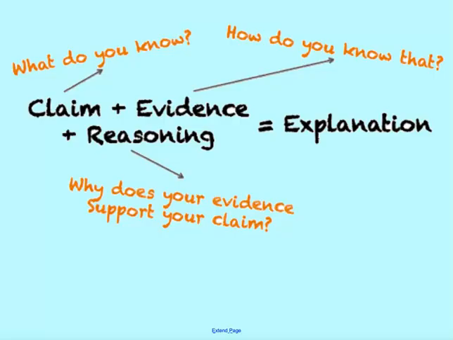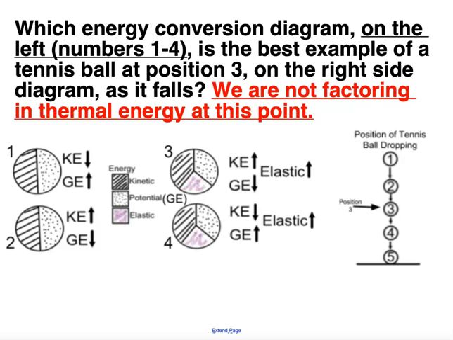So again, when we're talking about a CER, we're talking about looking at the evidence. And I always like to talk about the evidence first because you can't make a claim without looking at the evidence. So by looking at the evidence, this is what you know. Can you make a claim? Can you answer a question? And I'll show you what the claim is for this CER. And the reasoning is, why does your evidence support your claim? How is it connected? And all this together is called a scientific explanation.